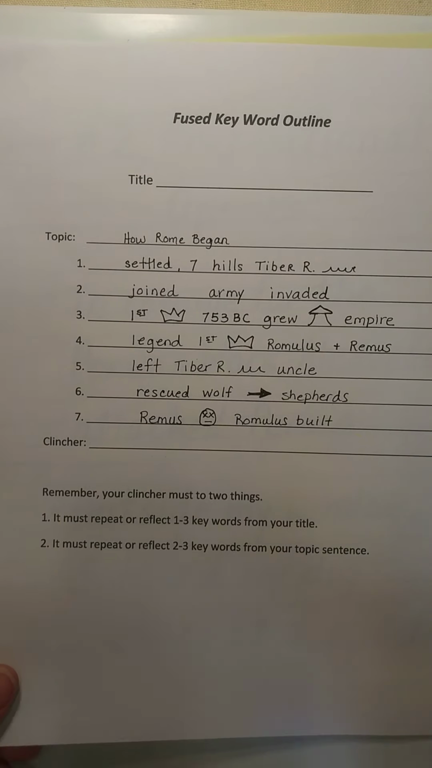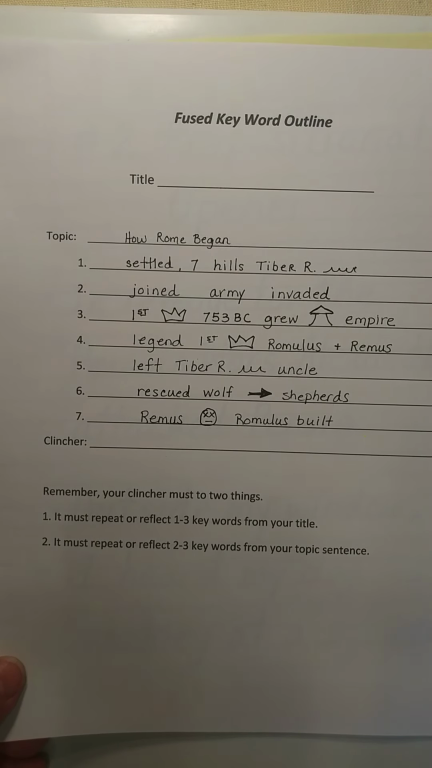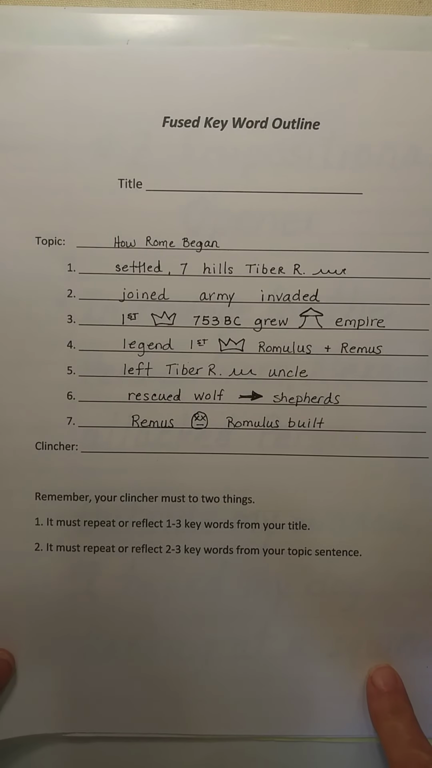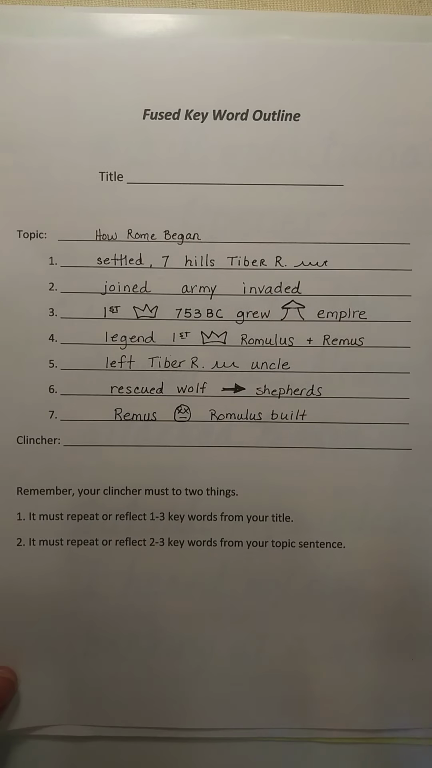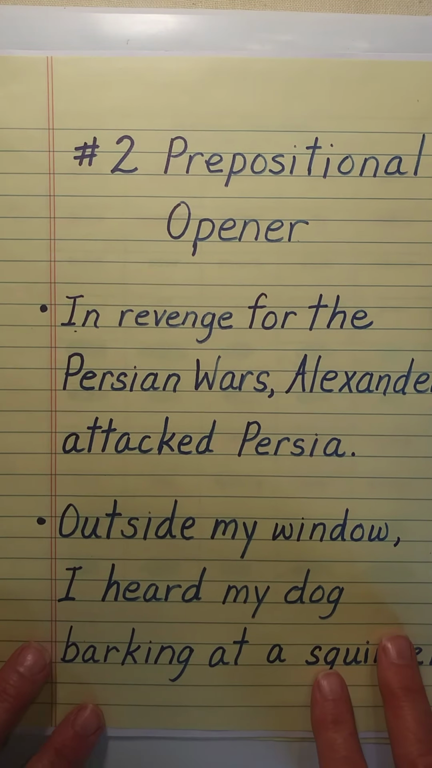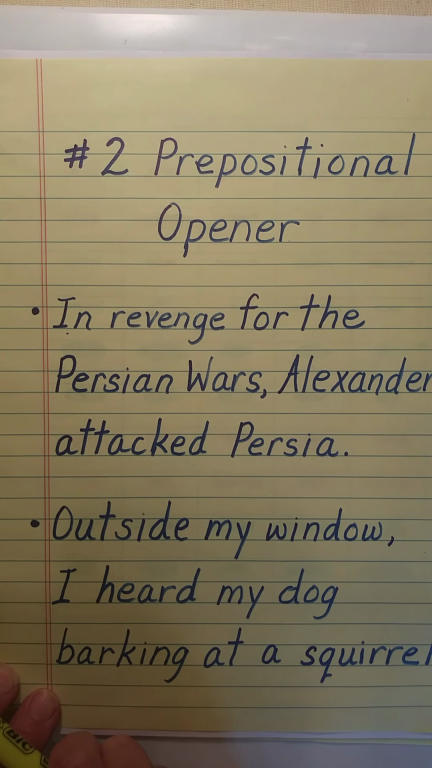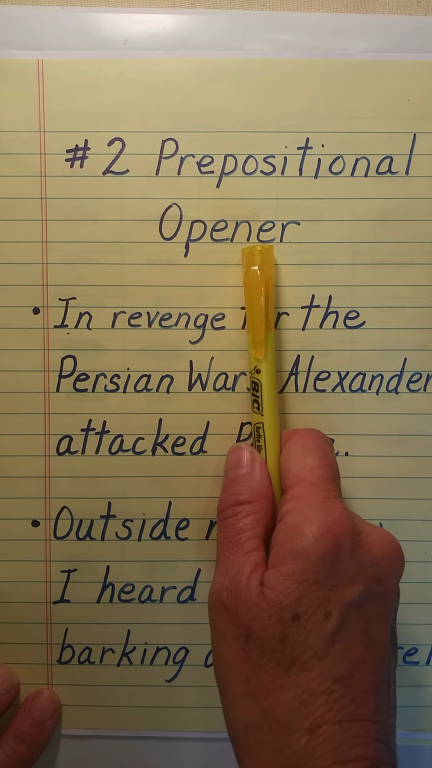Okay, the next thing I want to talk to you about is something that I would like you to start adding to your writing. Although this is your last writing project, if you guys didn't realize that. What I want you to add to this writing project is something called a prepositional opener, and it's called a number 2 because there are many openers that you can use when you're writing sentences. And an opener is just a phrase that begins a sentence, a phrase at the beginning of a sentence. This one is number 2.